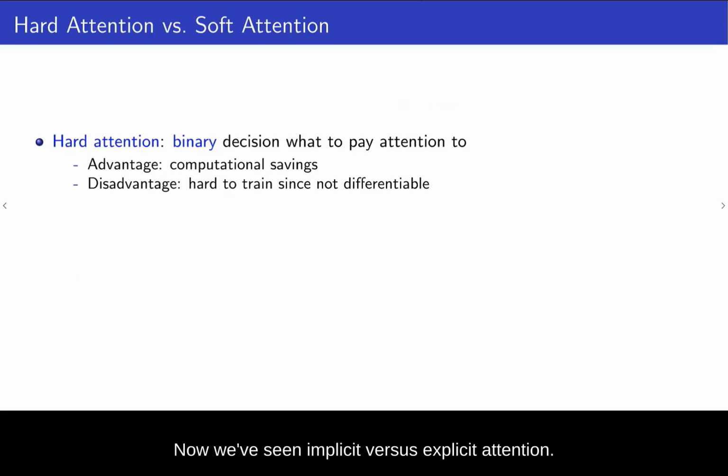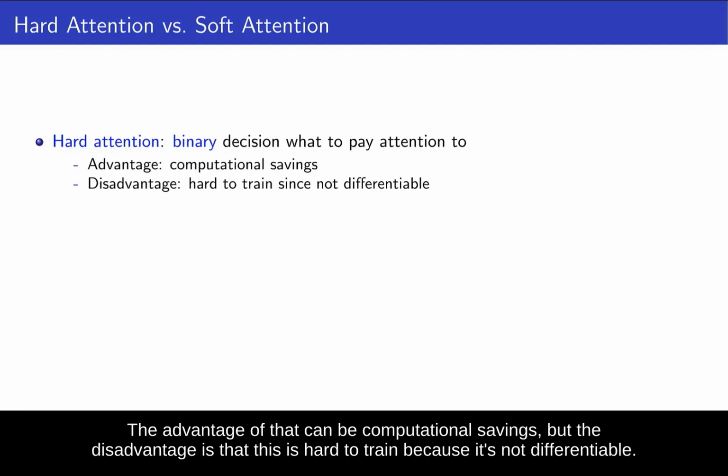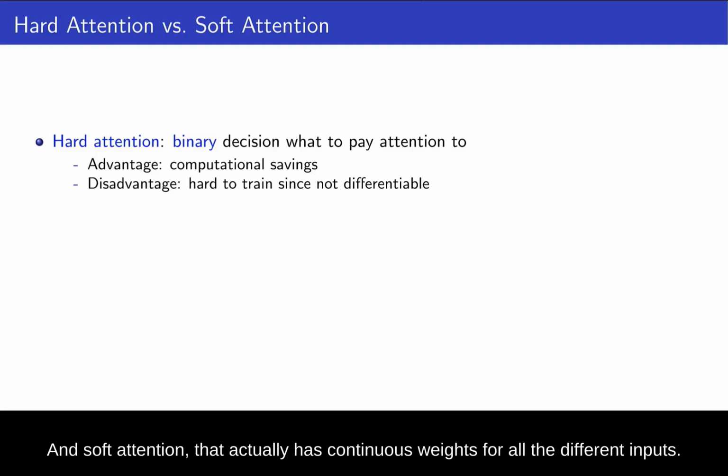Now we've seen implicit versus explicit attention. There's also hard attention versus soft attention. Hard attention has binary decisions for whether you should pay attention to this input or not. The advantage of that can be computational savings, but the disadvantage is that it is hard to train because it's not differentiable.